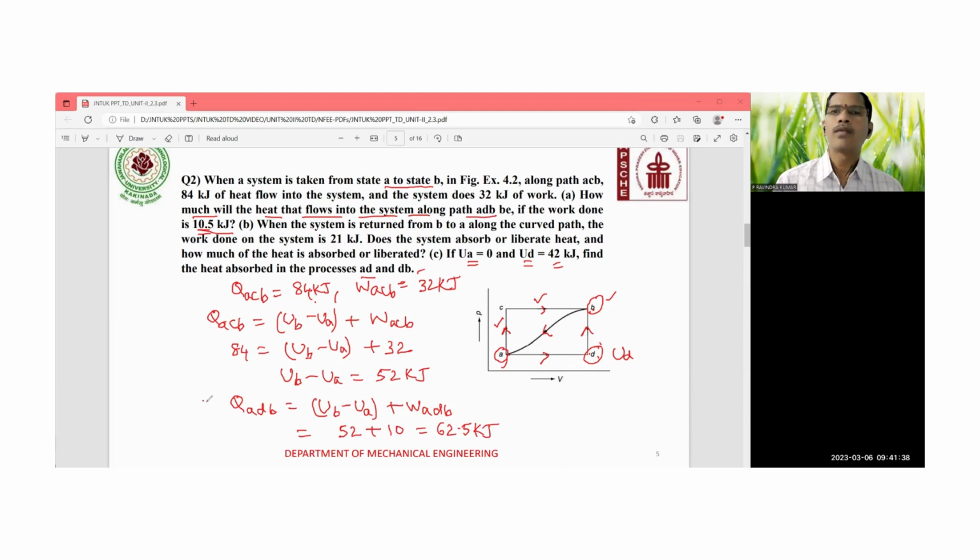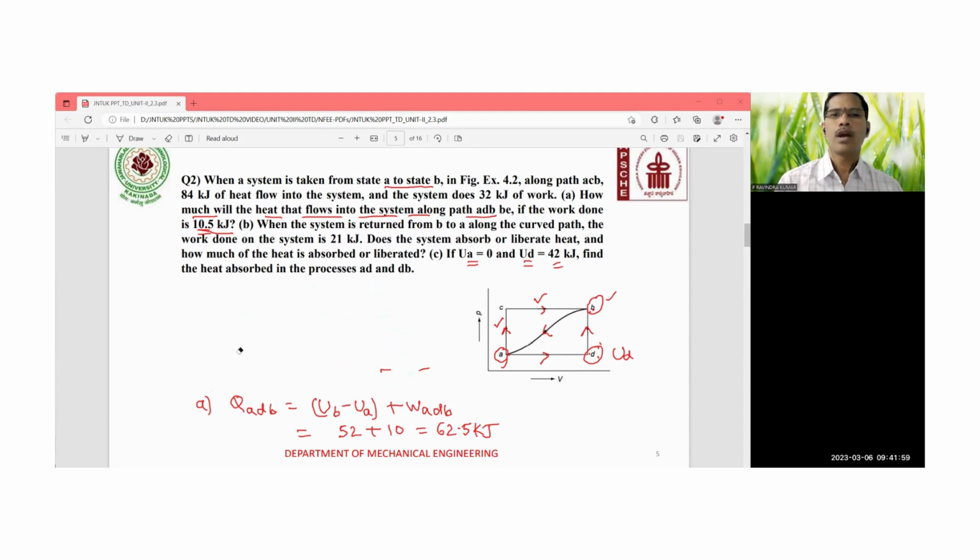So this is the first answer, part A. That is the first part, and 62 kilojoules is what you are going to get. See how to solve it; all the students have to observe this particular procedure, applying the first law of thermodynamics to the various systems.